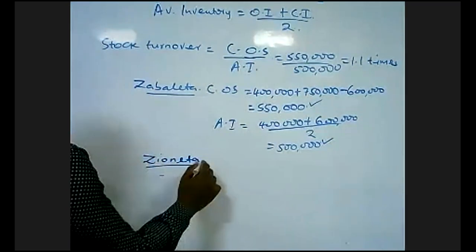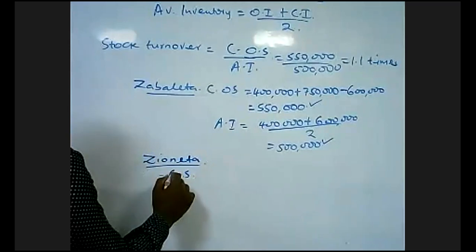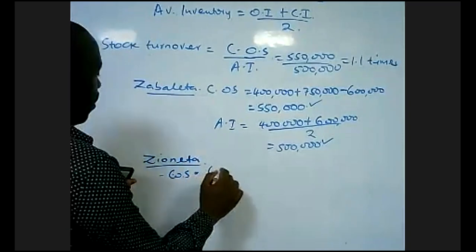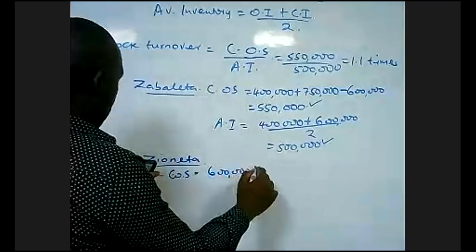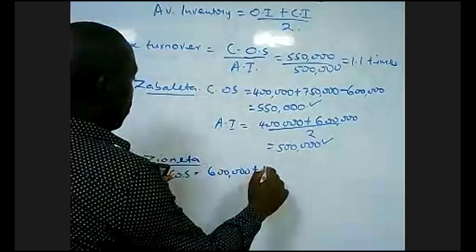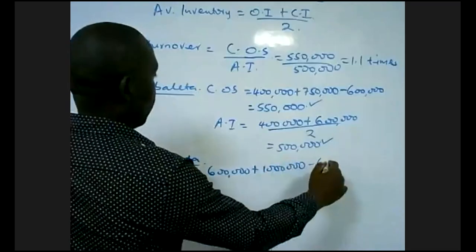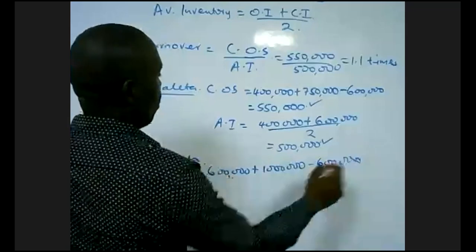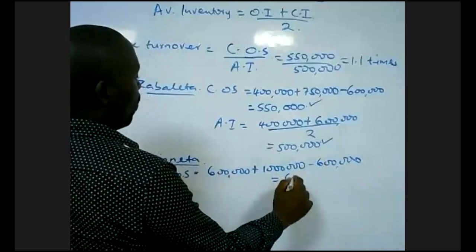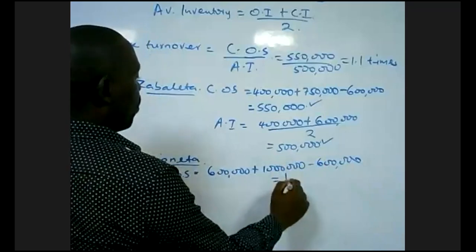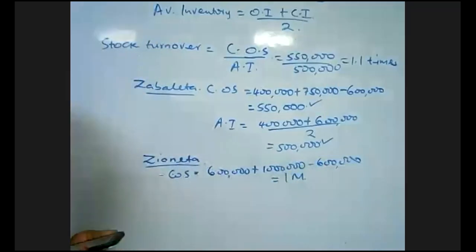Zionita, you calculate the COS. The opening stock is 600,000 plus the purchases, which is 1 million, minus the closing inventory 600,000. That one will give you 1 million.